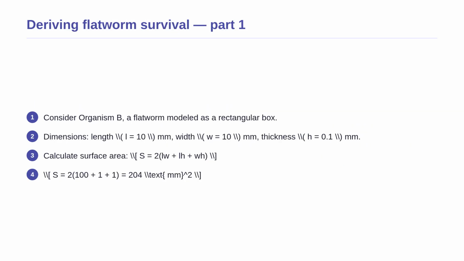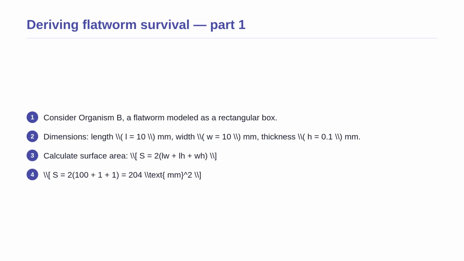Having seen how inefficient a spherical shape is, let us prove mathematically why a flatworm can survive without a coelom. We will model organism B, a flatworm from the phylum Platyhelminthes, as a thin rectangular box. Its length and width are 10 millimeters, but its thickness is a mere 0.1 millimeters.